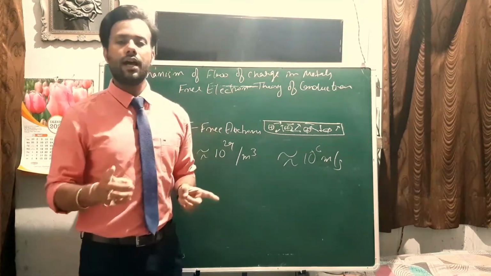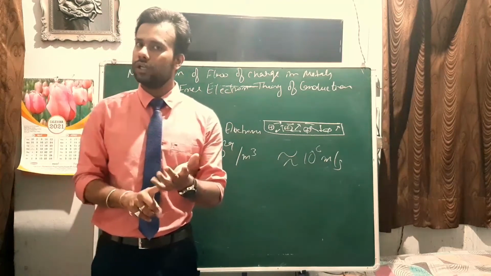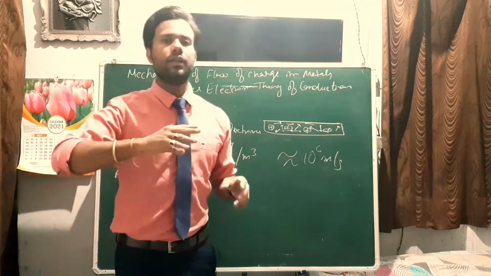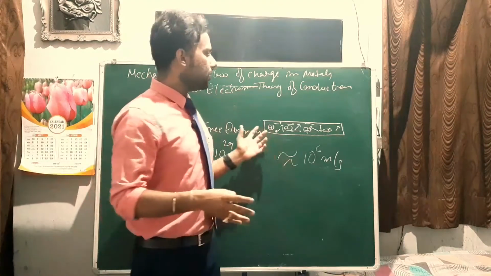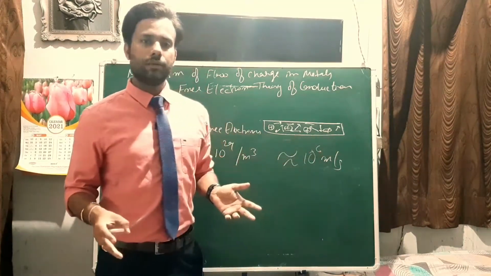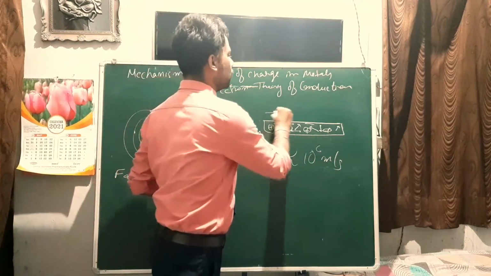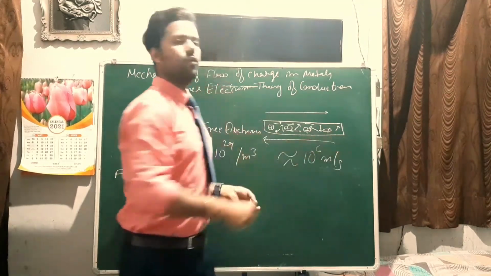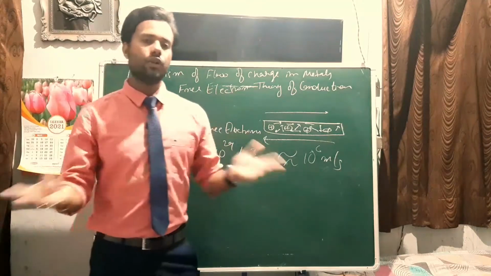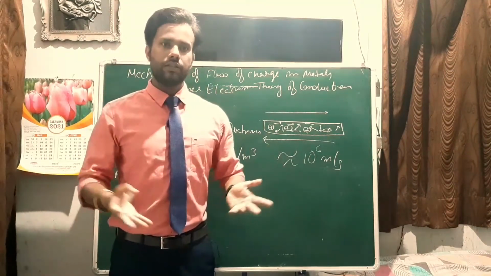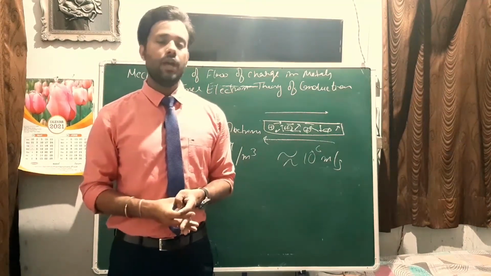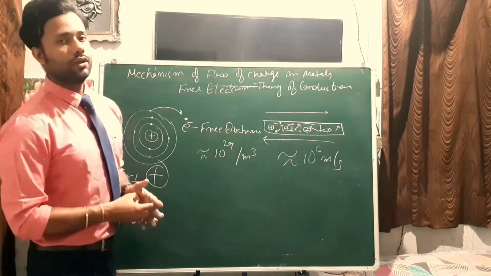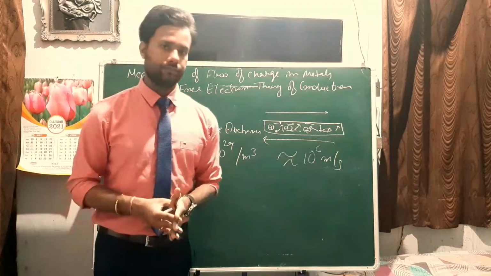It is very high. But one more thing I again tell you, these electrons do not move in a certain direction. That is why there is no flow of charge in the conductor, because if one electron goes from here to here, then another electron will come from there to this point. So the total charge flow will be 0, even though they are moving at very high velocity. So that's your mechanism of flow of charge in metals, the free electron theory of conduction.